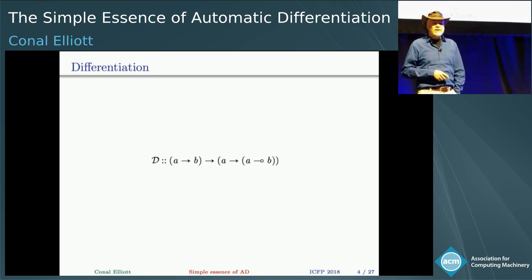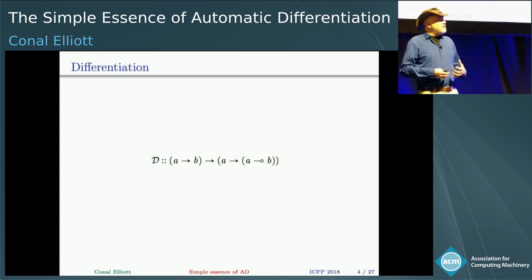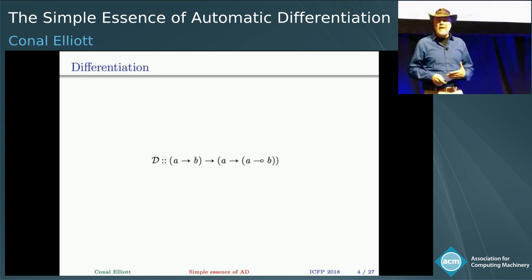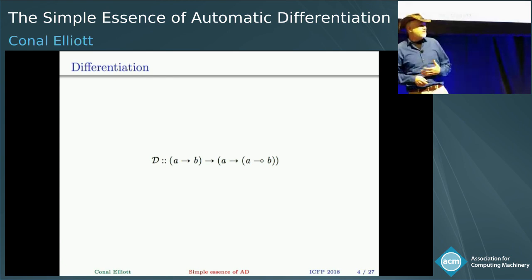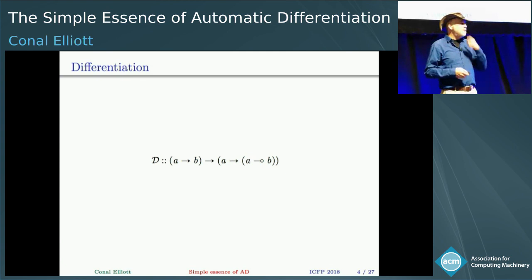So what is differentiation? Okay, that's the most important question. Differentiation is an operation on functions. It takes a function from A to B, and it gives you another function from A to derivatives. Okay, so what are derivatives? Well, in general, derivatives are linear maps from A to B. You might have been taught, as I was, that a derivative is something like a number, a vector, or a matrix, but really these are all different representations of the same notion, which is linear transformations.